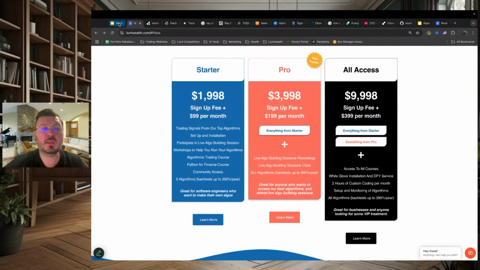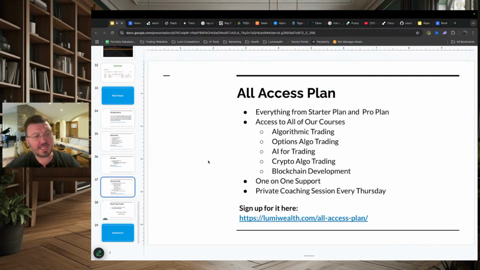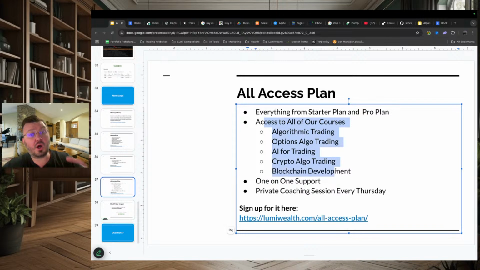All right. And last of all, we have our All Access plan. This is if you want to essentially get everything that we have. First of all, you're going to get everything from the Starter and the Pro plan, all of our algorithms. You're going to get our community access. You're going to get our trading signals access. You're going to get all that stuff. And then also you're going to get access to all of our courses.